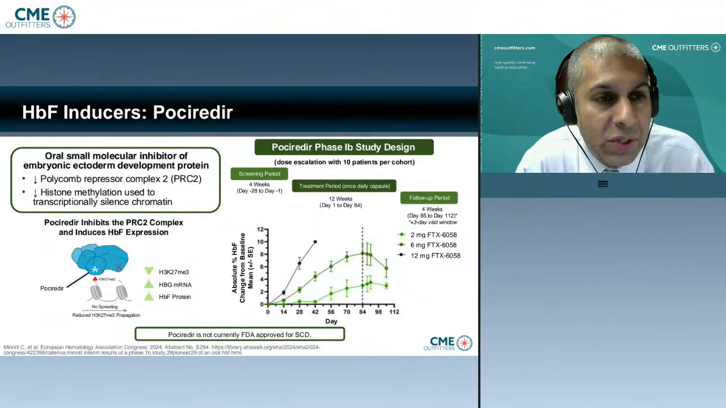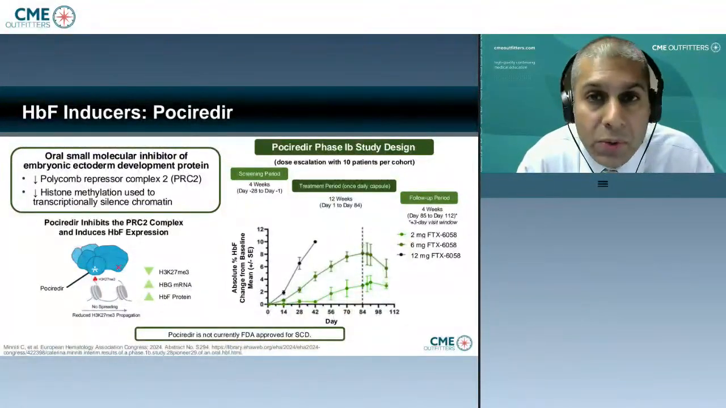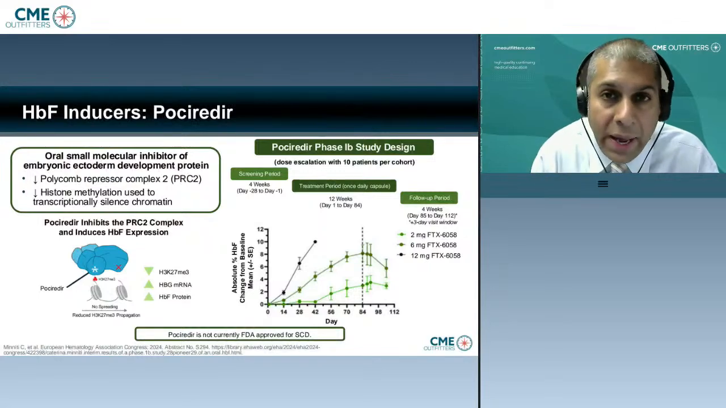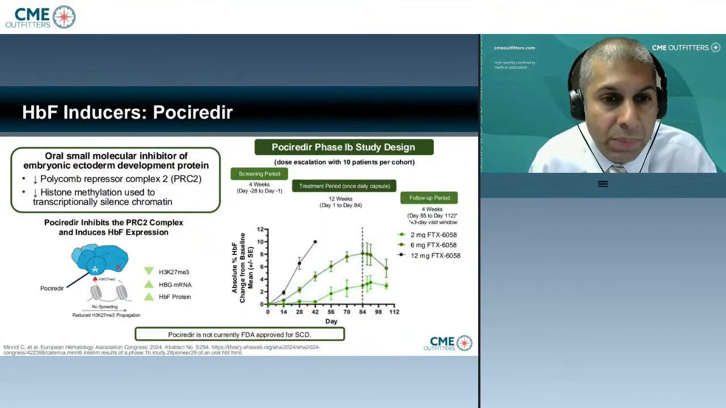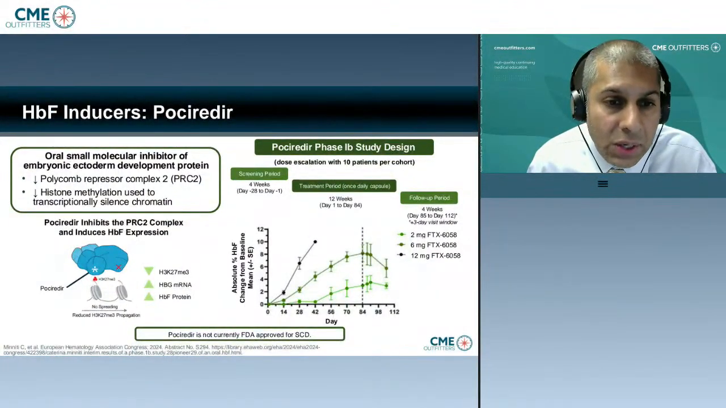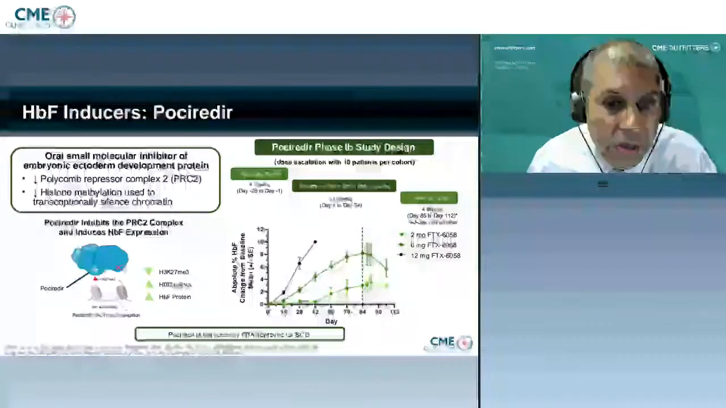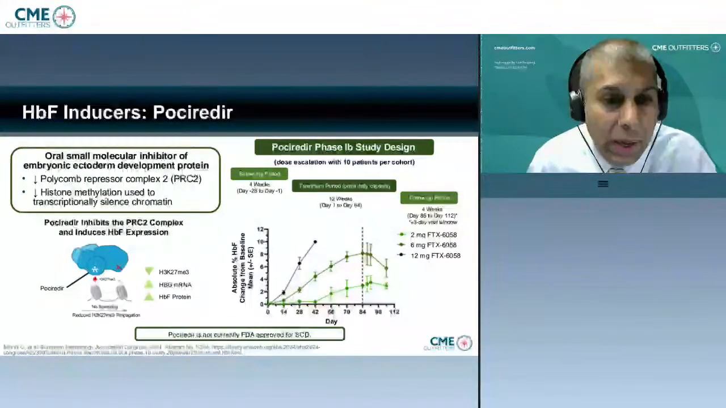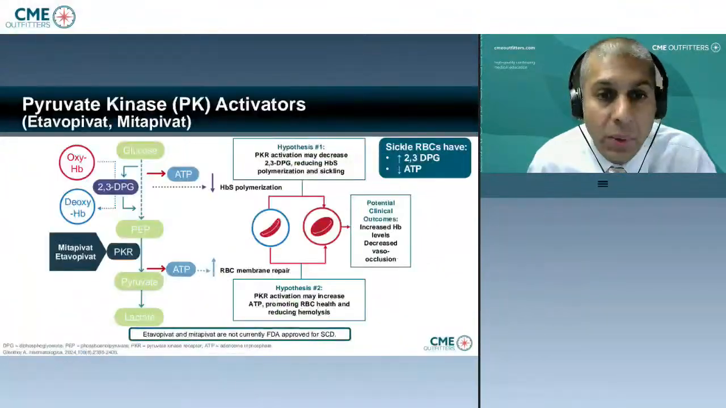The other agent that works on these epigenetics is the hemoglobin F inducer pociredir. This also works on gene expression, so it tries to reactivate the gamma globin gene expression. And with incremental doses of pociredir, you can see that the fetal hemoglobin continues to increase, and you see some remarkable benefits here at the 12 milligram dosage. And so this is also now in a phase 1/2 study.